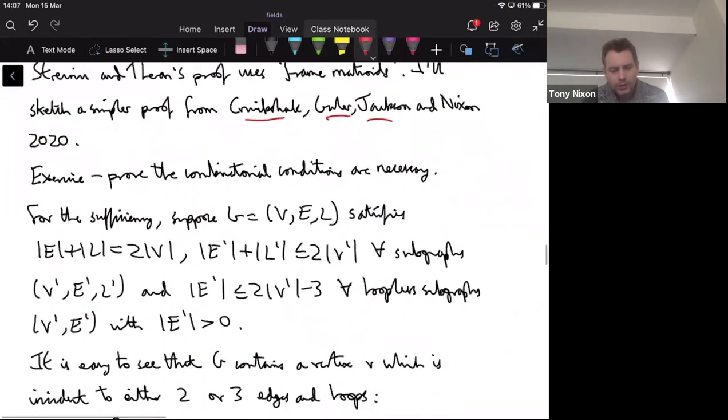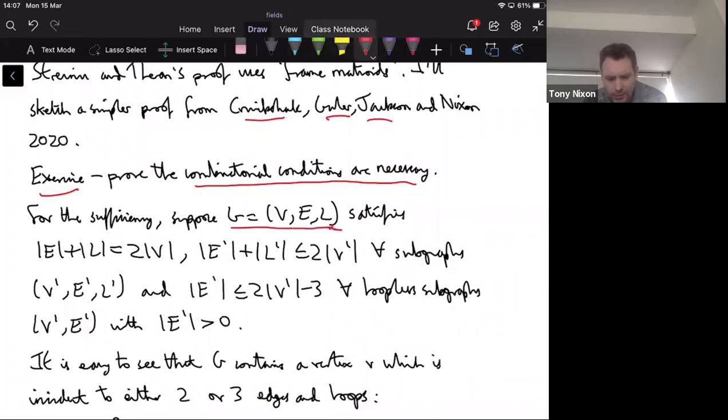Okay, so I will leave the easier direction, that if you're minimally rigid then the counting conditions hold, as an exercise, and I'll prove the sufficiency to you. I haven't actually written that many words for the sufficiency, so I might have to draw some pictures as we go. So suppose we have a graph with a vertex set, edge set, and loop set.